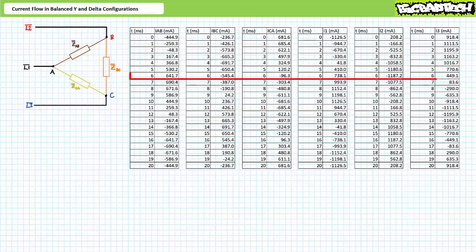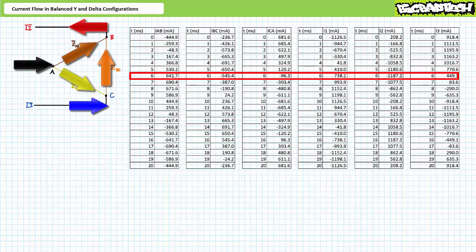At t equals 6 milliseconds, 641.7 milliamperes of current travels A to B. 545.4 milliamperes of current travels C to B, and 96.3 milliamperes of current travels A to C. 738.1 milliamperes of current enters node A. 1,187.2 milliamperes of current leaves node B, and 449.1 milliamperes of current enters node C.